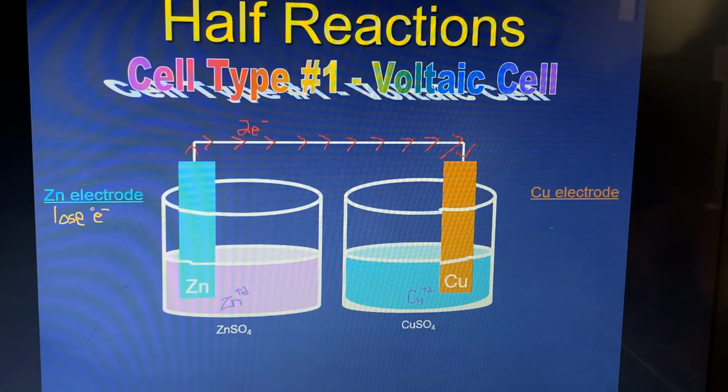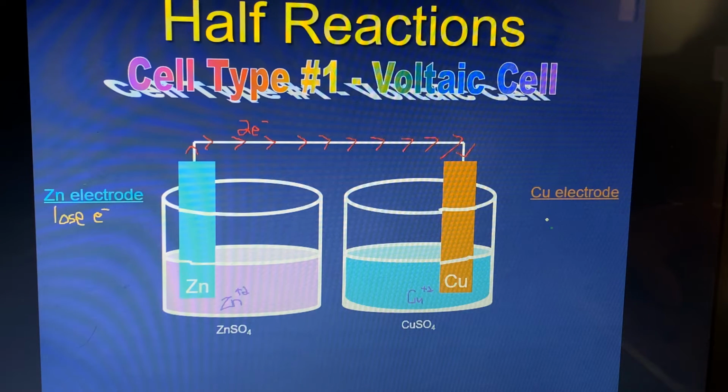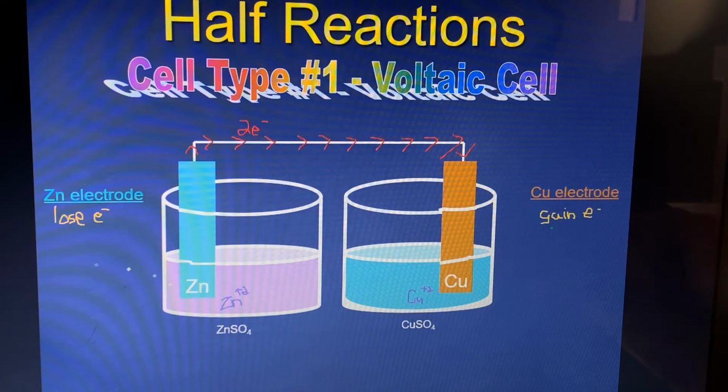So if the zinc loses electrons, that means what happens to the copper? The copper is going to gain electrons. So I'm going to come over here and we'll just kind of build these together. And how do we figure out which one gains electrons and which one loses electrons? All from table J. All right, all from here. The one that's more reactive is going to lose electrons because more reactive metals lose electrons easier. The least reactive one is going to gain electrons. So the zinc electrode in this case is going to lose electrons.